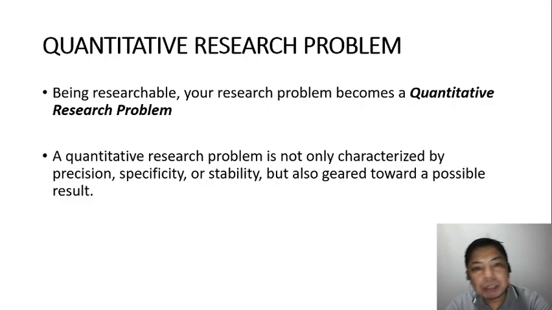Now, being researchable, your research problem becomes a quantitative research problem. So if a research problem is researchable, it is considered to be a quantitative research problem. A quantitative research problem is not only characterized by precision, specificity, or stability, but also geared towards a possible result. So, result-based ang quantitative research. Bakit siya precise? Bakit siya specific? Also, bakit siya stable? Because it utilizes numerical data. Numbers ang ginagamit natin sa quantitative research.